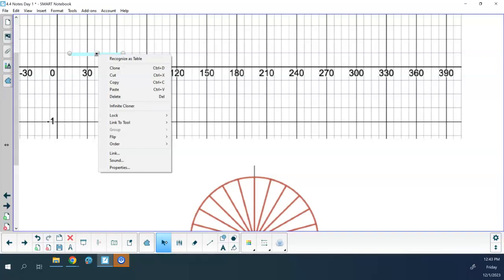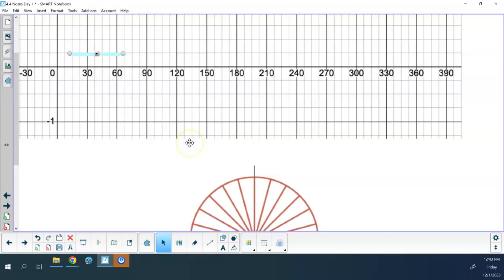I thought there was a way to rotate. Recognize owner, lock, link to tool, flip. Can't flip it. I want to flip it. Left, right, up, down. That's not going to work.